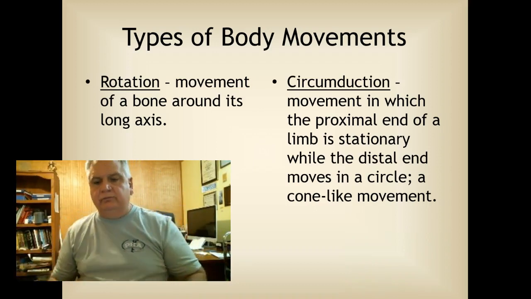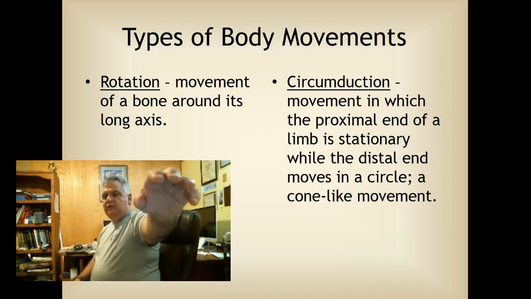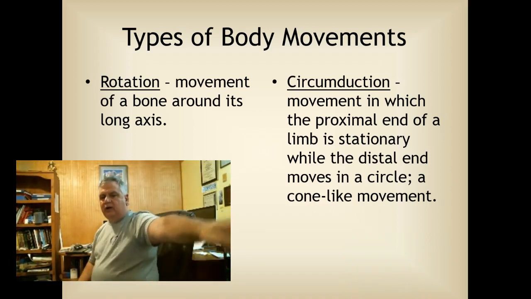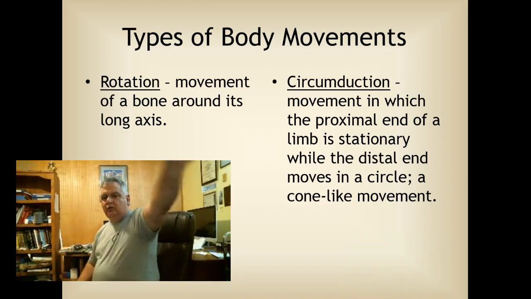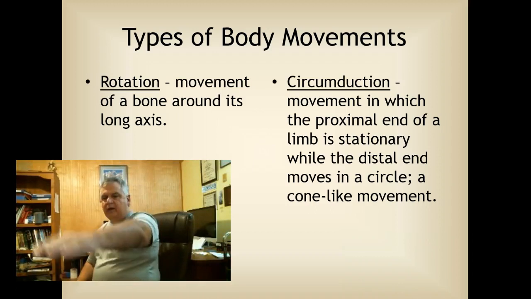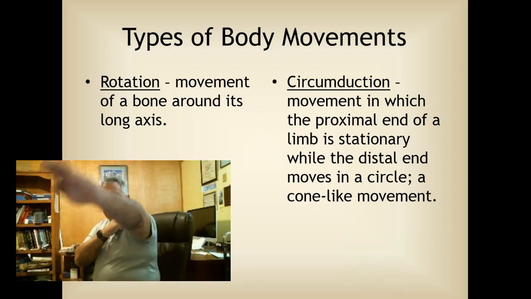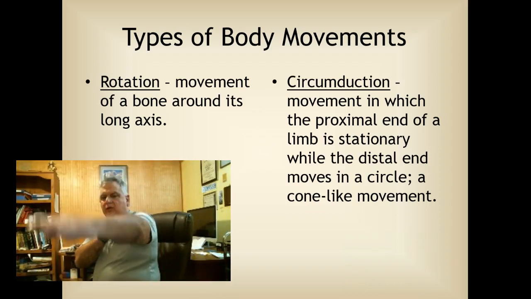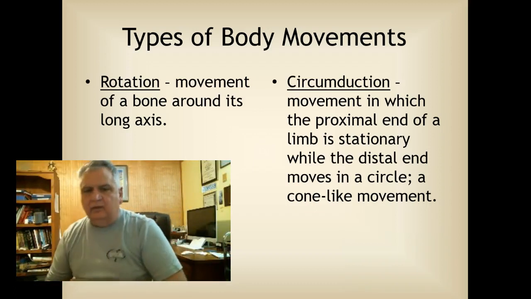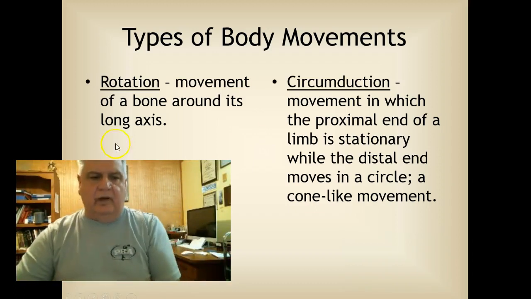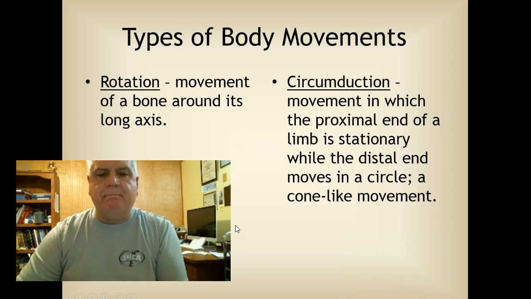So for example, if I take my arm and stick it out to the side, I can draw a big circle at the tip of my hand, but at the root or origin, at the shoulder, notice there's not much movement. This creates a kind of cone-like movement, and this would be circumduction. And I can do the same thing at the hip, circumduction. Okay?